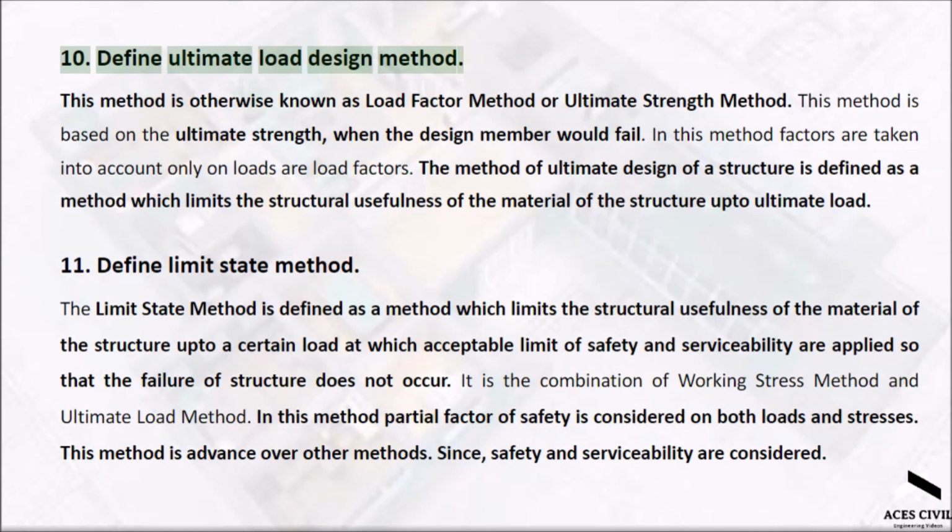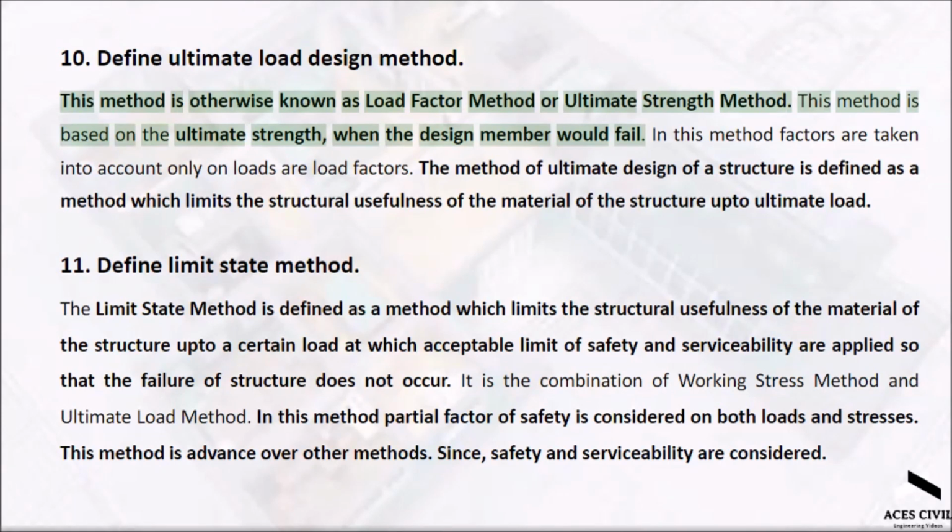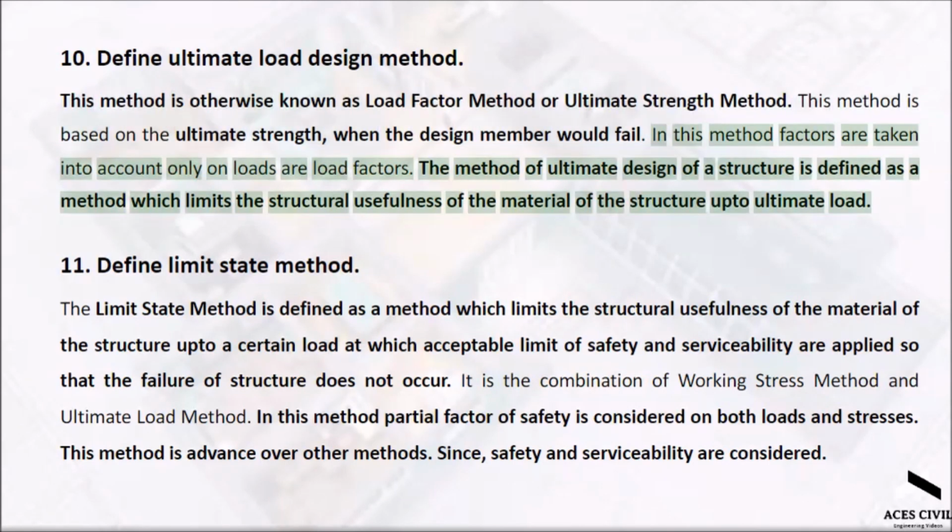Define ultimate load design method. This method is otherwise known as load factor method or ultimate strength method. This method is based on the ultimate strength, when the design member would fail. In this method, factors are taken into account only on loads or load factors. The method of ultimate design of a structure is defined as a method which limits the structural usefulness of the material of the structure up to ultimate load.